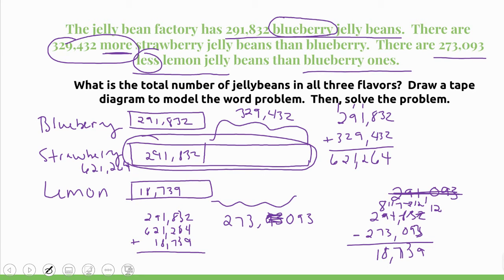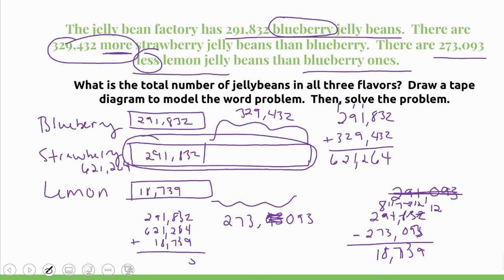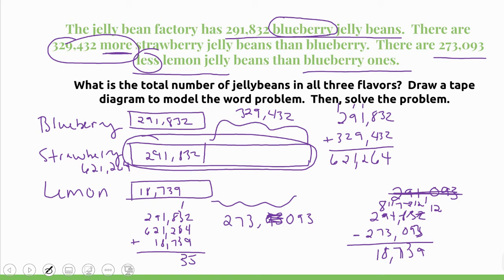2 plus 4 gives me 6. Plus 9 is going to give me 15. Carry my 1. 1 plus 3 gives me 4. Plus 6 gives me 10. Plus 3 more gives me 13. Carry my 1. 1 plus 8 plus 2 plus 7.